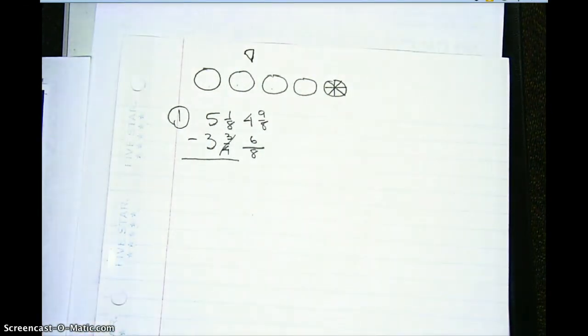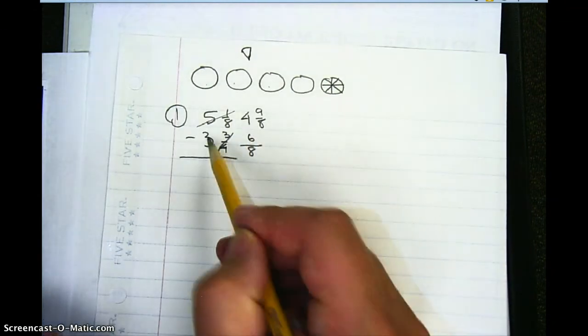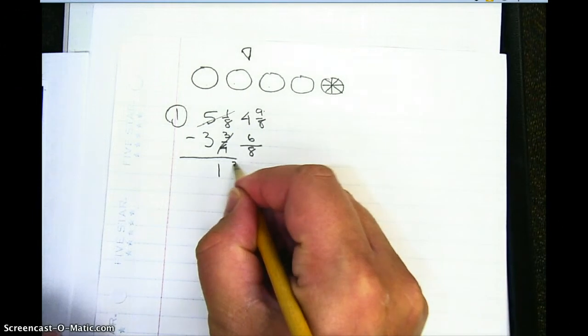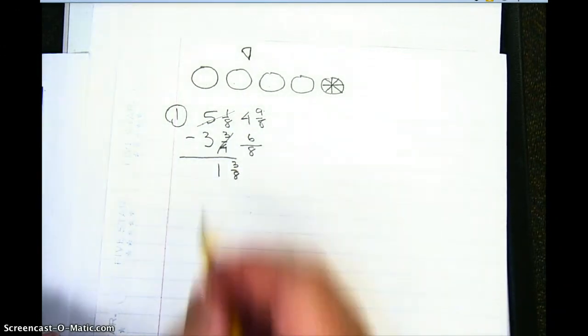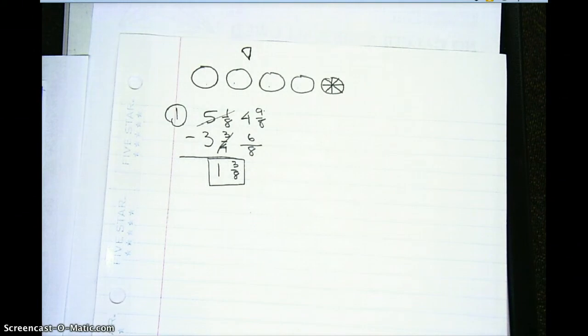Now I can subtract those fractions. So if I subtract those fractions, I take 4 minus 3, which is 1, and 9/8 minus 6/8, which is 3/8. And that's how I subtract mixed numbers where I have to rename them. We'll do a couple more here. I'll do one more with you, and then I'll have you guys work on them.